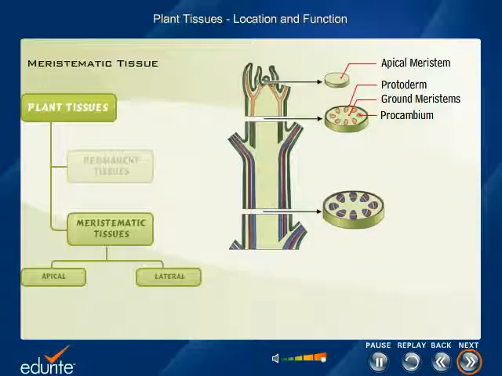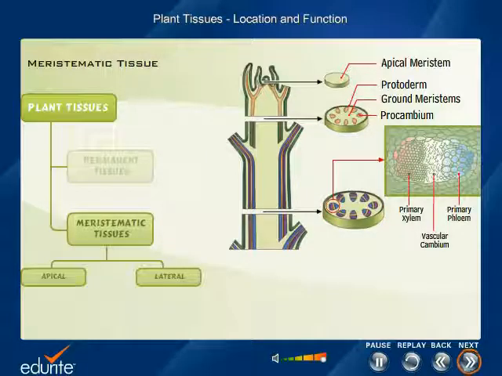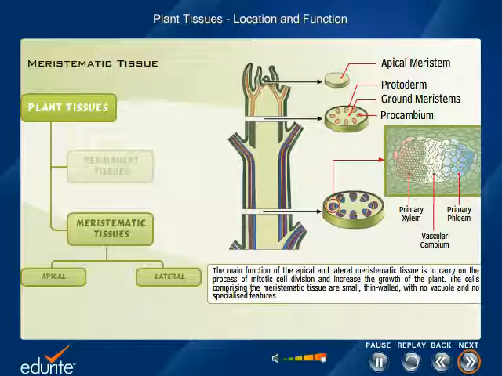As the height of the tree increases, its diameter also increases. How does the increase in girth take place? It is accomplished by the presence of lateral meristematic tissue or cambium. This tissue is found within the mature stems of the plant. The main function of the apical and lateral meristematic tissue is to carry on the process of mitotic cell division and increase the growth of the plant.